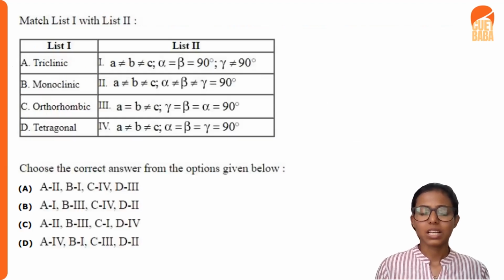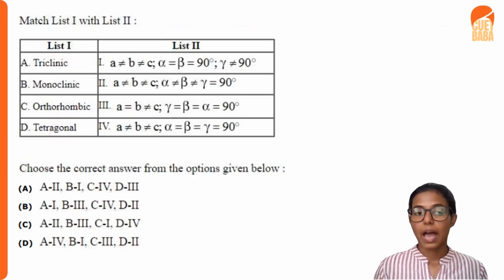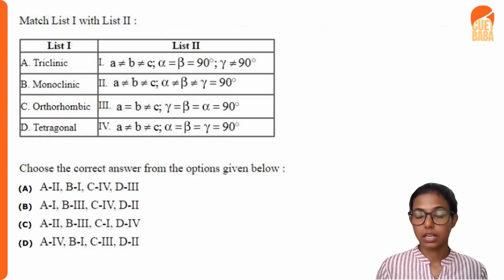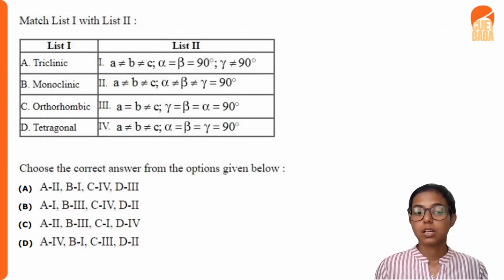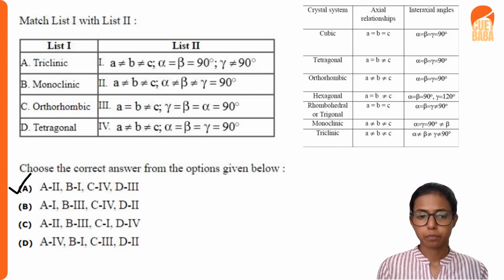Next question. It is a direct question from solid state chemistry. The lattice parameters and the angles of the Bravais lattices. Some of the Bravais lattices are given here in list 2, and the Bravais lattices are given in list 1. We have to match these. So it is a theoretical problem. We can easily match this. That is, A, triclinic, will be 2. That is, a not equal to b not equal to c, alpha not equal to beta not equal to gamma not equal to 90 degrees.